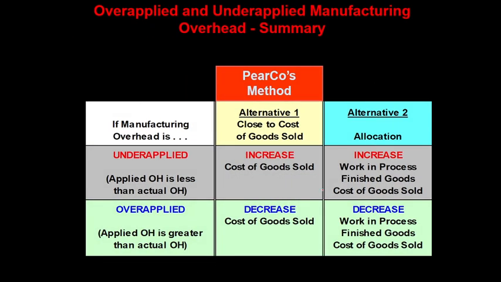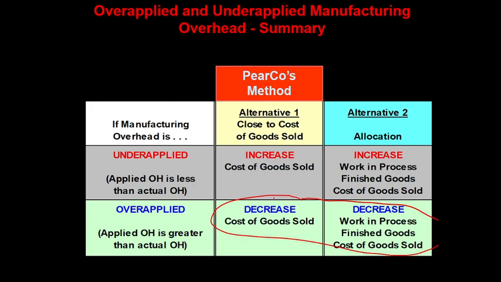Ayan, so for the alternative one, it's the easiest. You simply close it to your cost of goods sold if it's underapplied. So, you increase that. If it's overapplied, you decrease your cost of goods sold. Ito yung example natin kanina. It's underapplied, you increase your work in process, finished goods, and cost of goods sold.